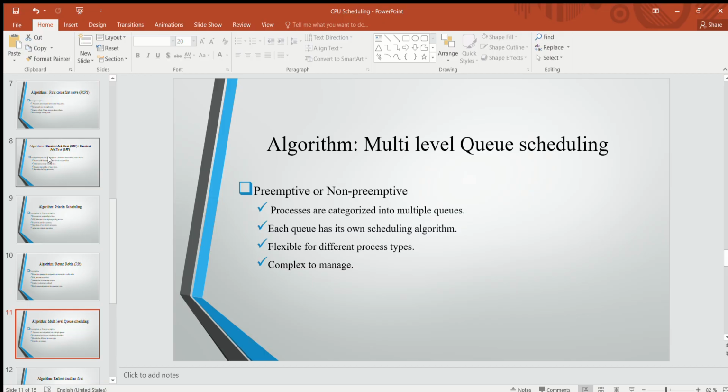Then we have multi-level queue scheduling, where the processes are categorized and put into different types of queues, multiple queues. Each queue will be associated with a different scheduling algorithm. So if we have three queues, we can associate one queue with FCFS, first come, first serve, the second queue with round robin, and the third queue with priority. So each queue has its own scheduling algorithm. It is flexible for different process types, but it is complex to manage.